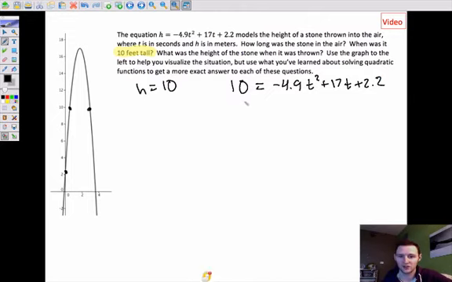Before we can choose any sort of method to solve this, we need to get this 10 off of here, and we need to make this 0. So I'm going to subtract 10 from both sides. This is going to be negative 4.9 t squared plus 17t minus 7.8 equals 0. Now it's ready to solve.